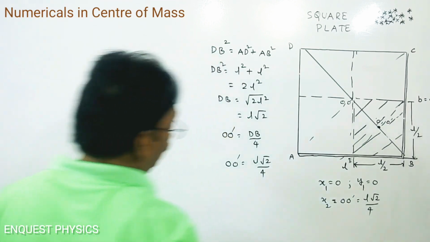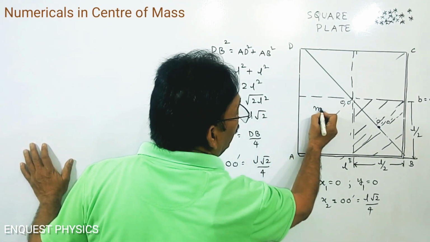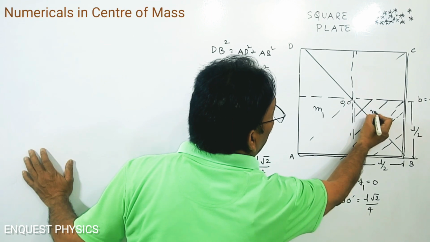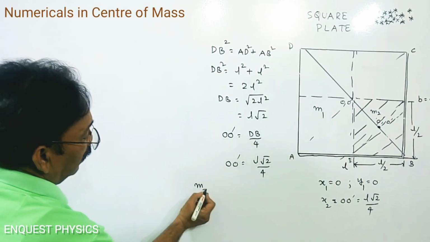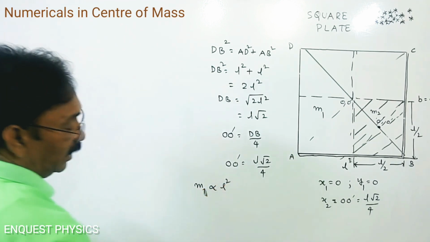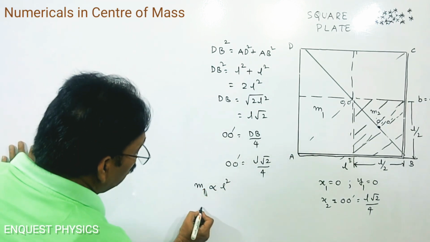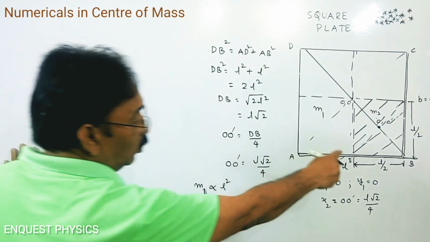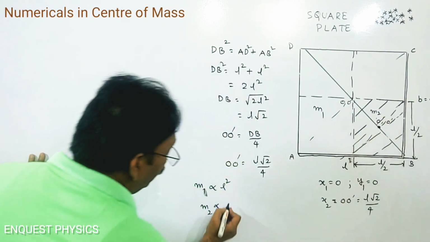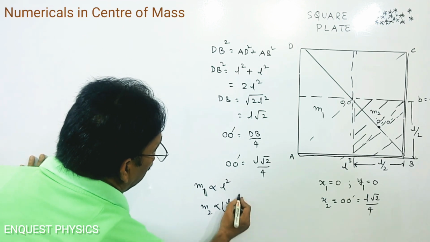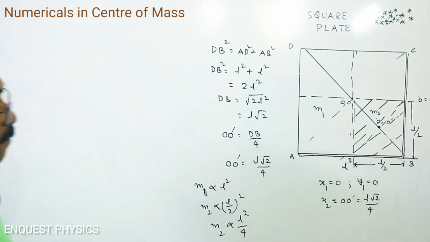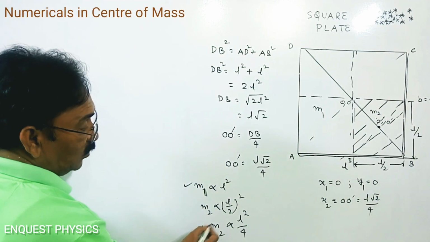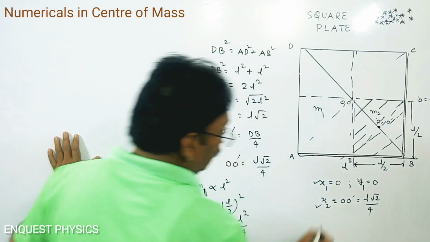Let's take the mass first. After removing, say the masses are M1 and M2. M1 is directly proportional to area L squared, and M2 we have to find is proportional to L/2 times L/2, that is M2 is proportional to L squared by 4. So we have M1, M2, X1 and X2.